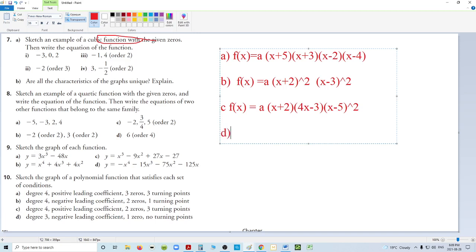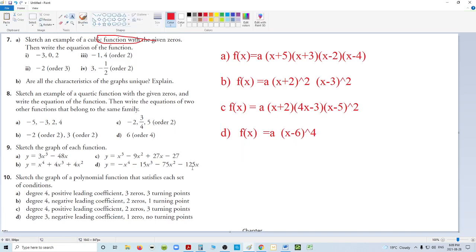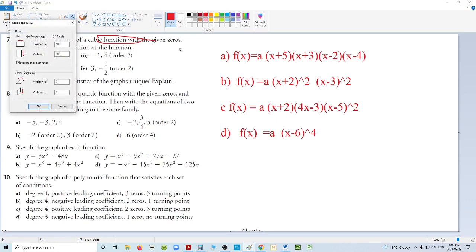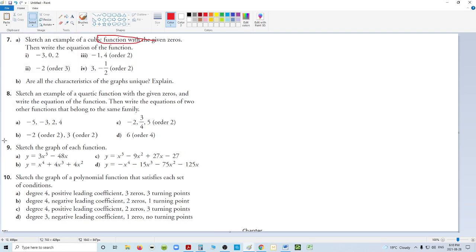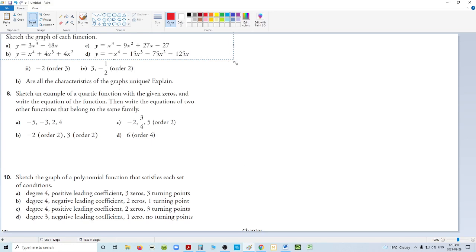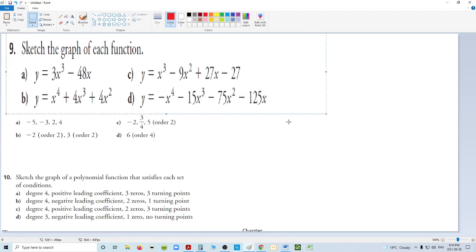And finally, D is very simple. It's equal to a, x minus 6 to the power of 4. So it's going to be a weird flat bounce back. So there you go. Sketch them all if you want. Put them in Desmos if you want. And just repeat how I figured that out if you want. It's pretty much the same technique as the cubics. It's just using quartics.